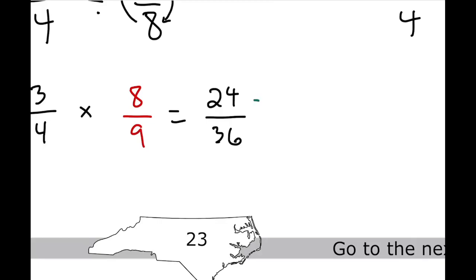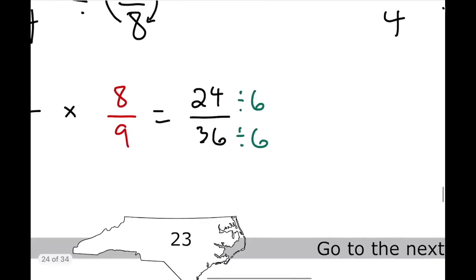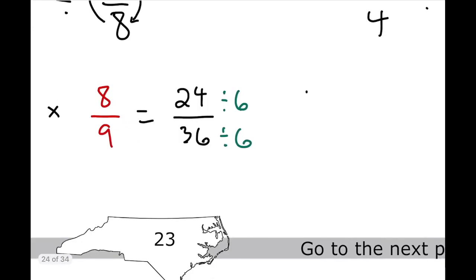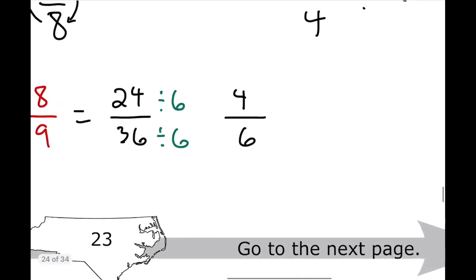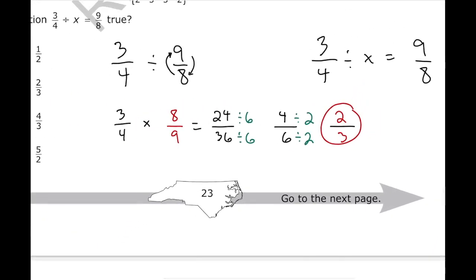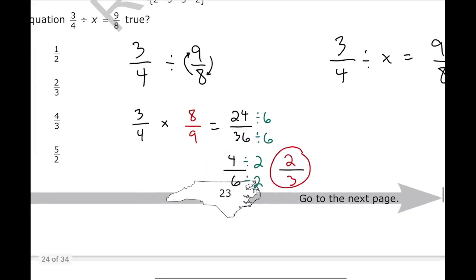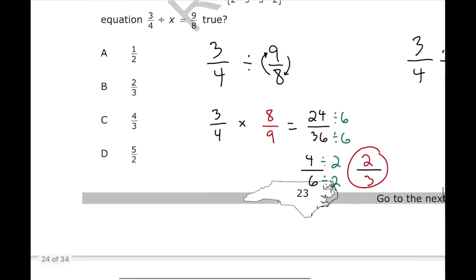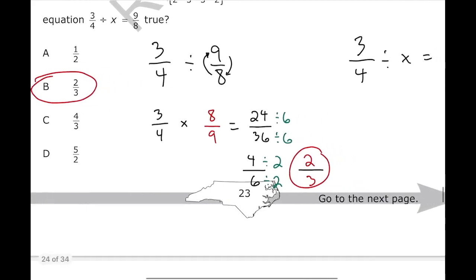If I reduce both of these by 6, let's see what we're left with. 24 divided by 6 gives me 4. 36 divided by 6 gives me 6. So once we're there, maybe it's possible to reduce again. When you look at 4 and 6, both of these can be divided by 2. So 4 divided by 2 is 2, and 6 divided by 2 is 3. So 2/3, doing it just the logical way, is the solution for the value of x that would make this true. Now, 2/3 is an answer choice. That's answer choice B. All right, so that's how you would find that.